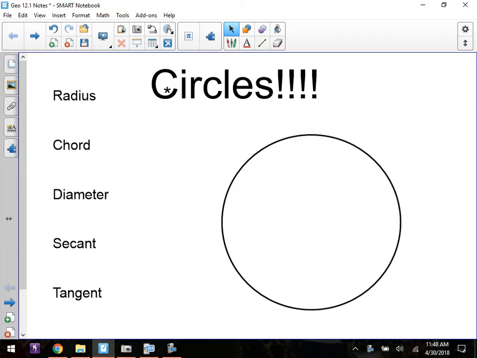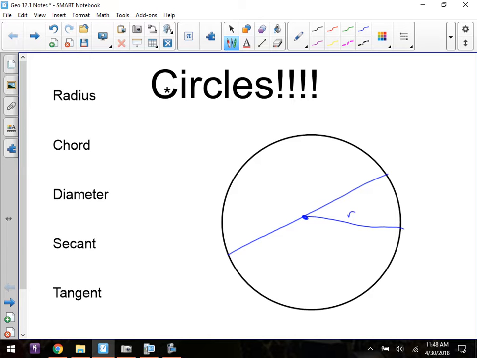For example, radius is just from the center to the side. The diameter then is side to side through the center, which again we know. It has endpoints on the circle. The whole thing's the diameter. The new one that you may not remember is a chord.